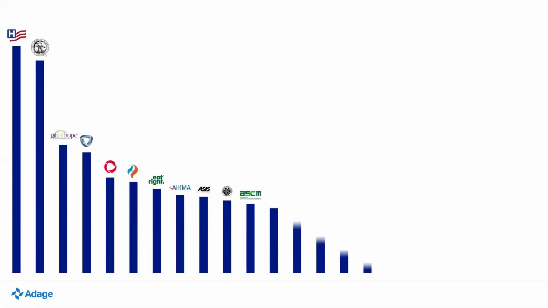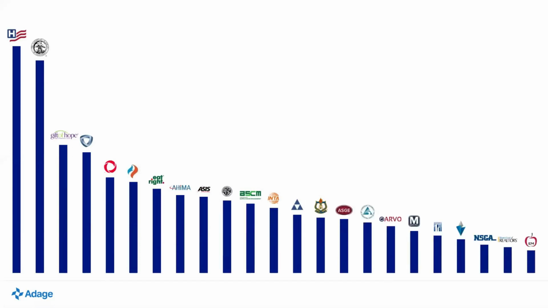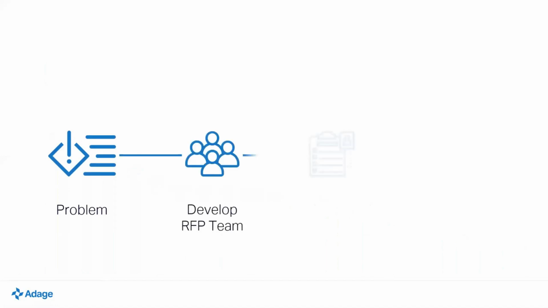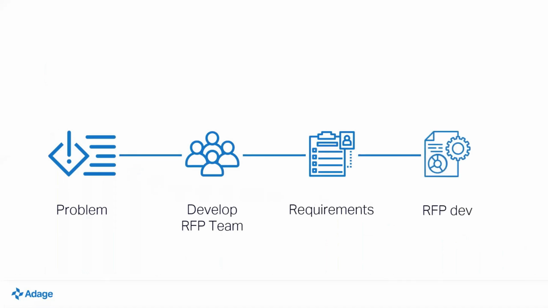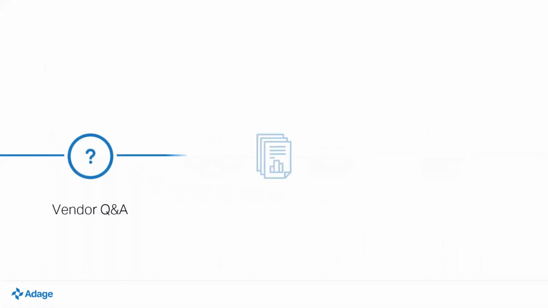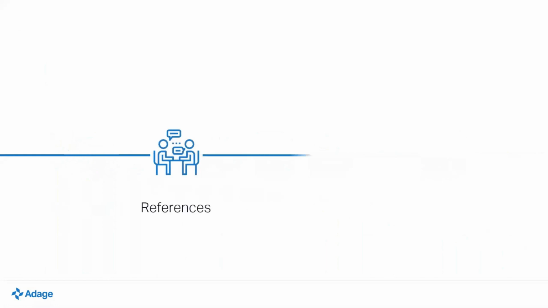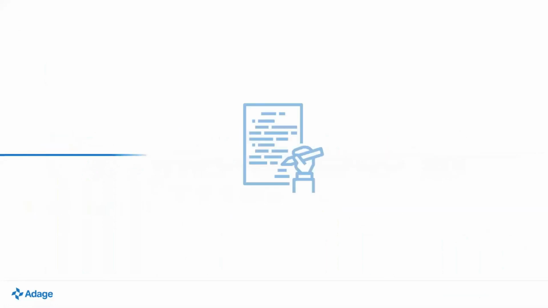And so we work with associations of all sizes. We have for the past 10 or 11 years. And almost every one of them has a common problem. When change is needed, processes and decisions take way too long. Q&A, RFP submission review, finalist presentations, then you got reference checks, internal meetings and analysis, and finally a decision gets made and everyone's contributed.